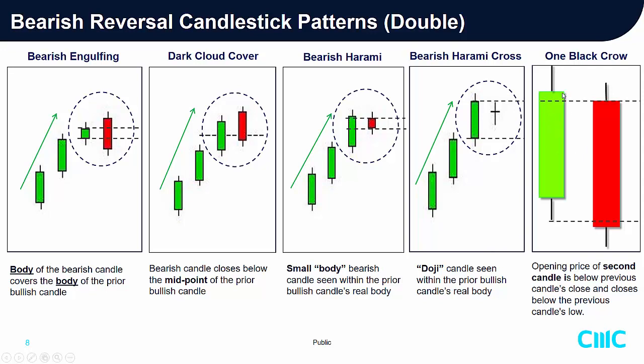Then thereafter, the opening price gaps down from the prior bullish candle and it actually closes below the low of the prior bullish candle. So that's a one black crow.